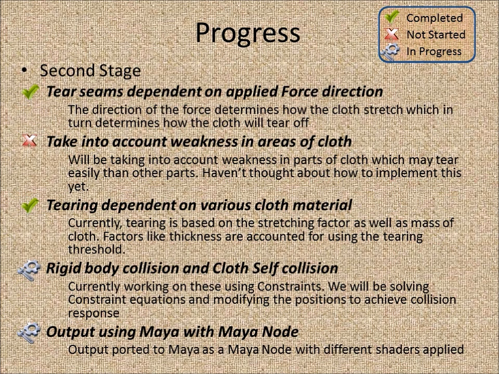We have ensured that the tear seams depend on the direction of the force applied. One of our goals is to input cloth which is weak at certain places to change the tearing effect. The tearing currently varies with different cloth materials using the threshold value.